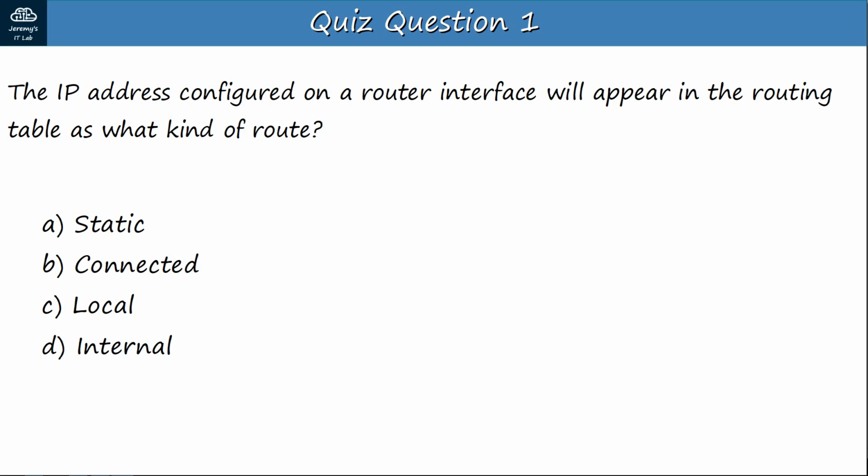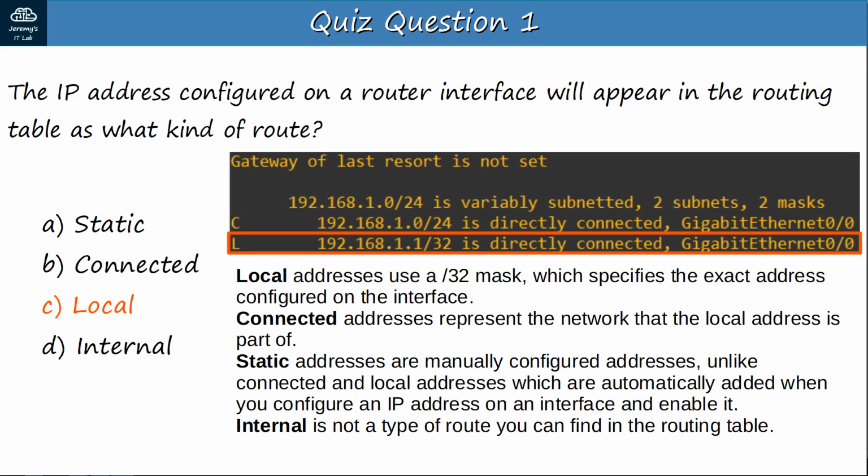The answer is C. Local. As you can see here, local addresses use a /32 mask, which specifies the exact address configured on the interface. Connected addresses represent the network that the local address is part of. Static addresses are manually configured addresses, unlike connected and local addresses, which are automatically added when you configure an IP address on an interface and enable it. Internal is not a type of route you can find in the routing table. Let's go to question 2.